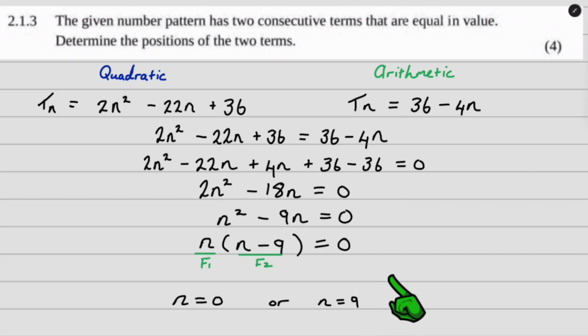Okay, and we haven't finished with this question just yet. They want the position of the 2 terms. Now, it can't be 0 and 9 because they need to be consecutive terms, and there's no such thing as the 0th term. So we're going to reject this answer, and we're only going to be working with 9. So now to put this into context, it's telling you the 9th term of each pattern is basically where this is happening.